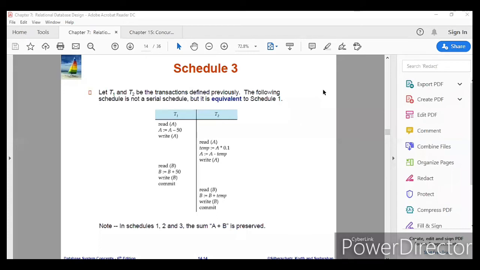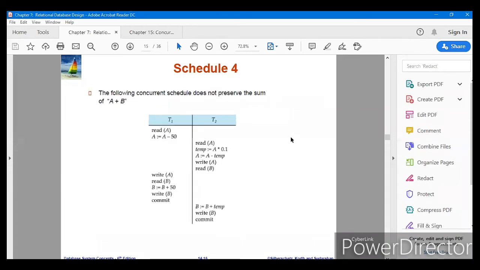In schedules 1, 2, 3, the sum A plus B is preserved. So schedules 1, 2, 3 are equivalent to a serial schedule. Schedule 4 is a concurrent schedule that does not preserve the sum of A plus B. Why? Because T1 on data item A did not complete fully, and on the same data item T2 started. This applies to data item B also.